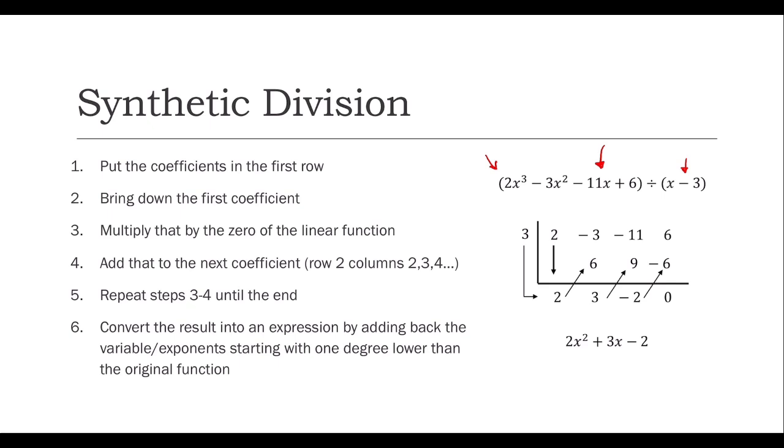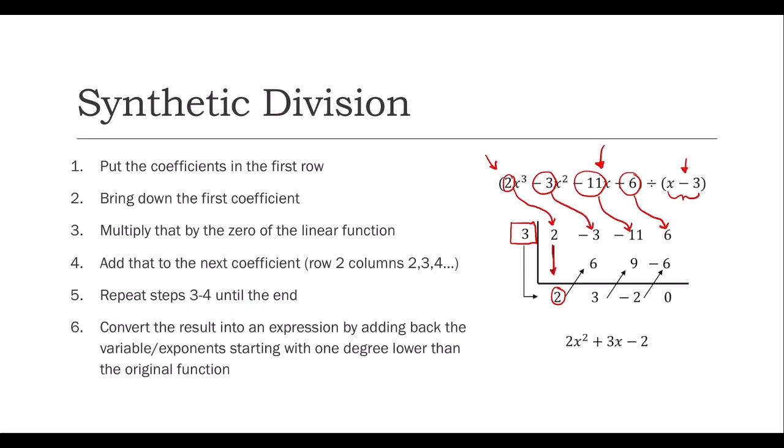To do this, you would put the coefficients in the first row. So this 2 goes down here. We have our negative 3 here, our negative 11 here, and our positive 6 here. We'll bring down the first coefficient, so we brought down the 2 to here. And we're going to be multiplying by the 0 of our linear function. Our 0 of this binomial would be when x is 3. So that's why we have our 3 here.